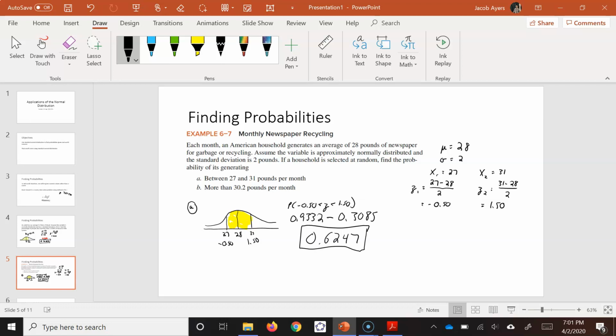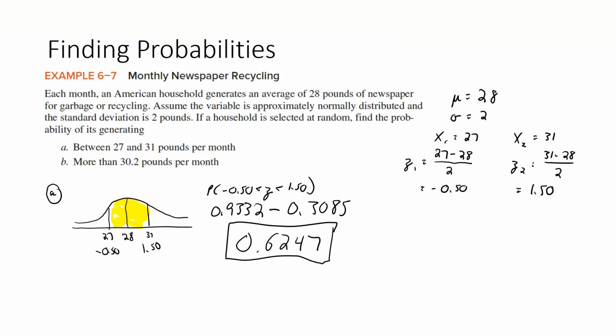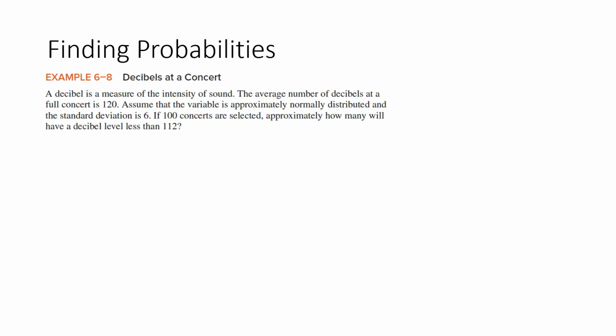Let's resume the slideshow now, from the current slide, and let's hit the next slide. There we go. A decibel is a measure of the intensity of sound. The average number of decibels at a concert is 120. Let me just write that down.